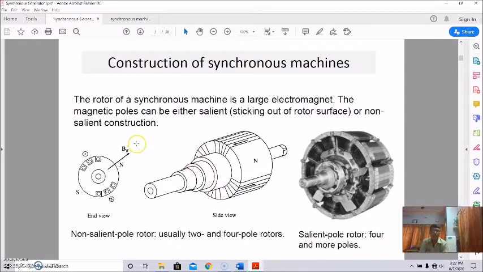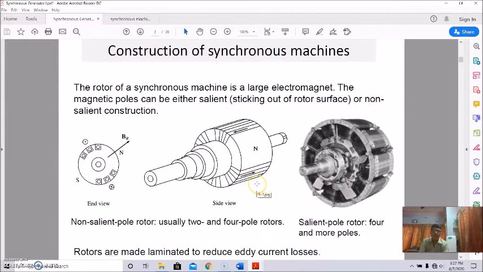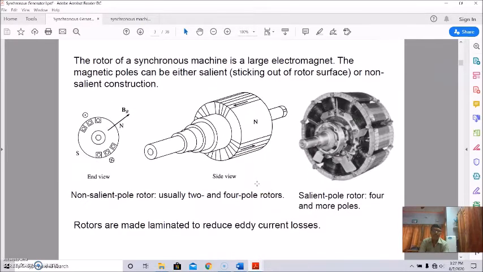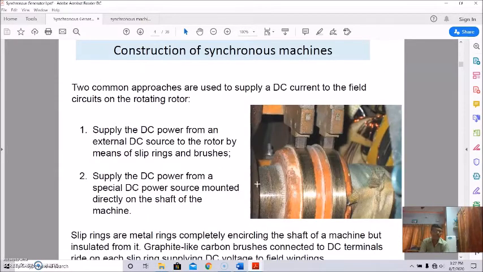Actually, the rotor of a synchronous machine is a large electromagnet. The magnetic poles can be either salient, sticking out of the rotor surface, or of non-salient construction. This is the non-salient construction rotor, or cylindrical, which usually has 2 or 4 poles, and this is the salient pole rotor. It may have 4 or more poles, basically more than 4 poles. Rotors are made laminated to reduce the eddy current loss, which we have discussed in our earlier class also.